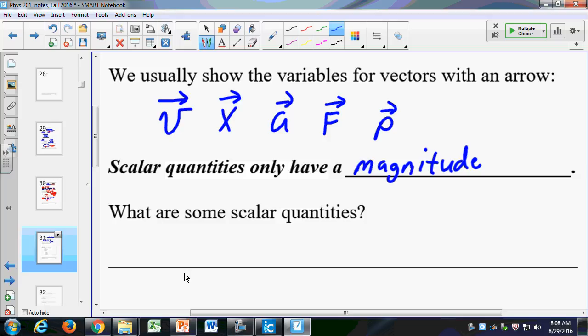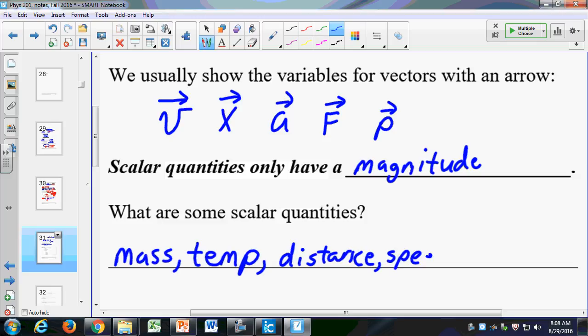So for example, Seabiscuit ran a total distance of 1 mile. He didn't run negative 1 mile. He didn't run 1 mile and 30 degrees from the x-axis. He just ran 1 mile, okay? So some scalar quantities include, as we said, mass, temperature, distance, speed. Also, time is a scalar quantity.